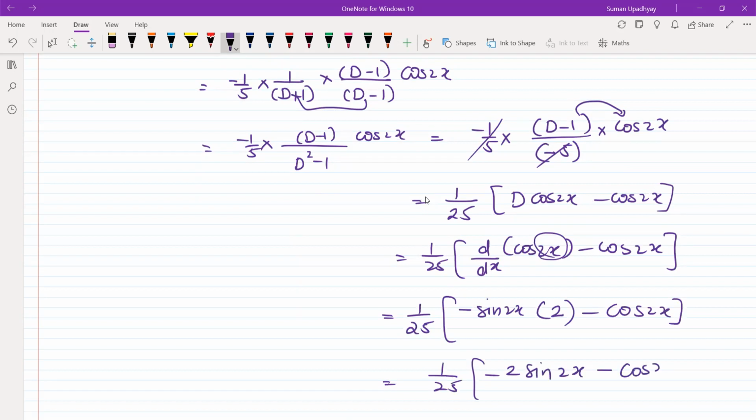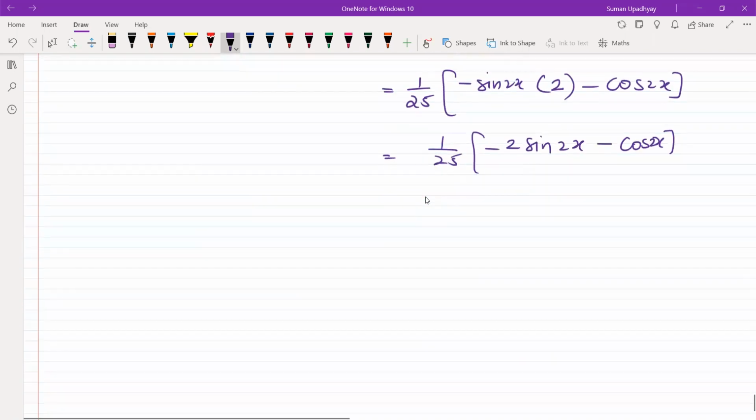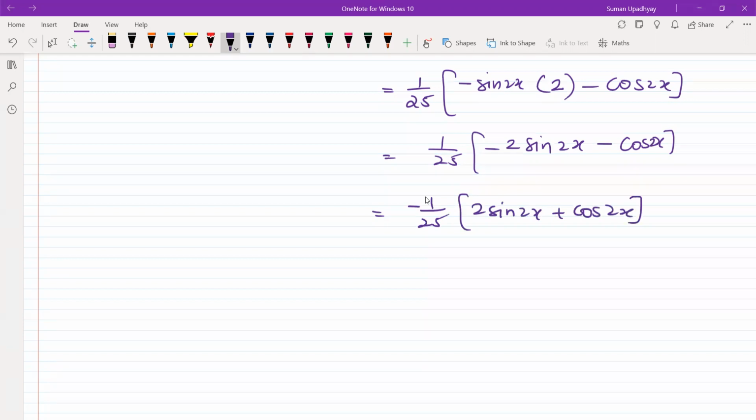Correct? Cos 2x. Now minus is common, which I can take out. Minus 1 upon 25 into 2 times sin 2x plus cos 2x. See, it was very simple. Understood by all of you? So you got the particular solution also.